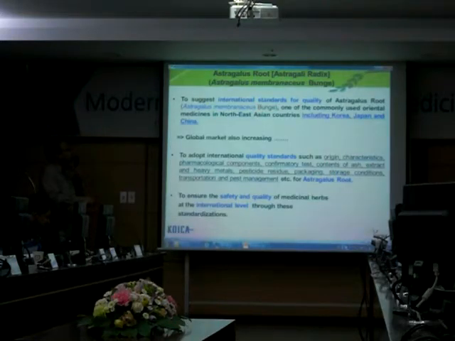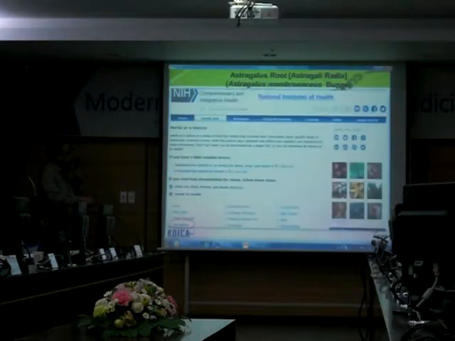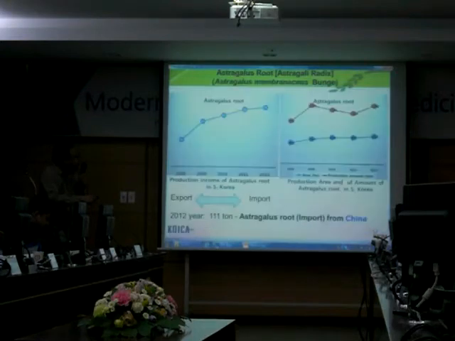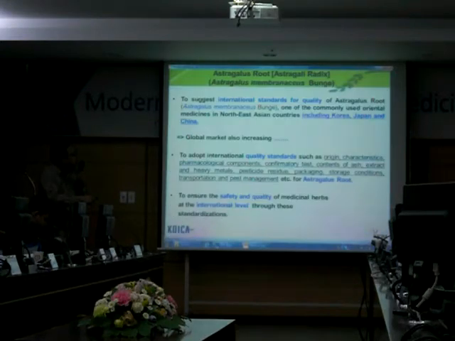So another one I'm interested in is Astragalus membranaceus. Have you heard of it? Where is the picture of the plant? I cannot see it, but this is the same concept. I chose two items, the last one and this one.